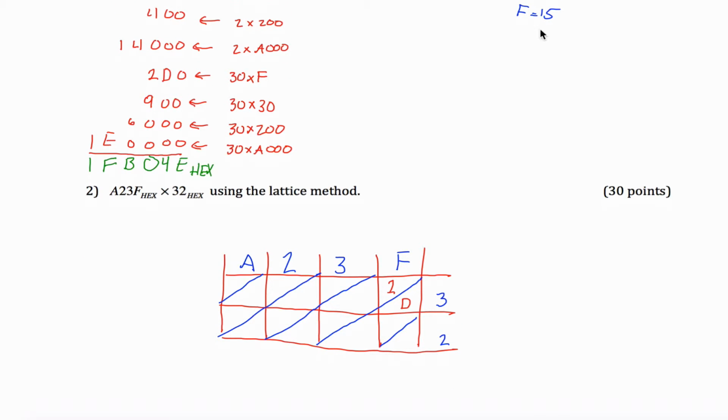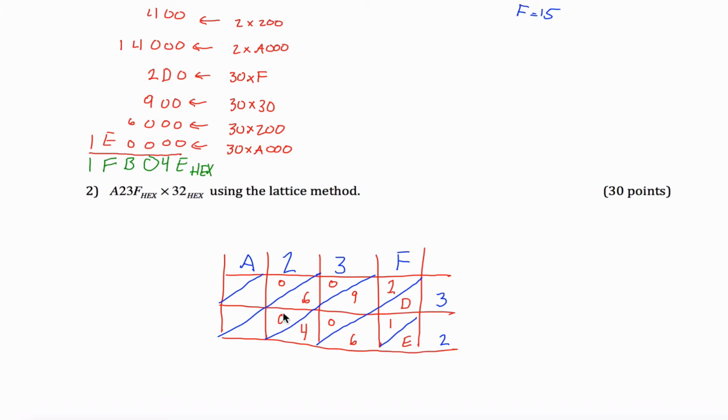F times 2, well, 15 is F, times 2 is 30. 30 in this base is 16 with 14 left over. So 1E, and again, you could write a 14 there if you prefer. 3 times 3 is 9, I'll write that as 0, 9. 3 times 2 is 6, write that as 0, 6. 3 times 2 is, again, 6. 2 times 2 is 4.